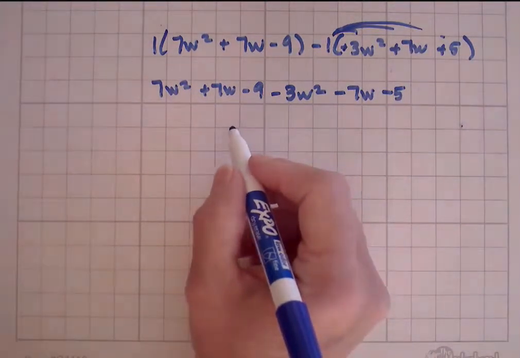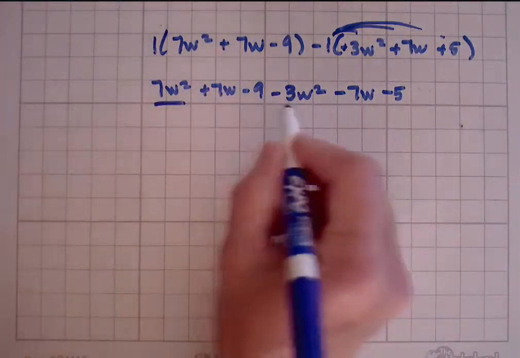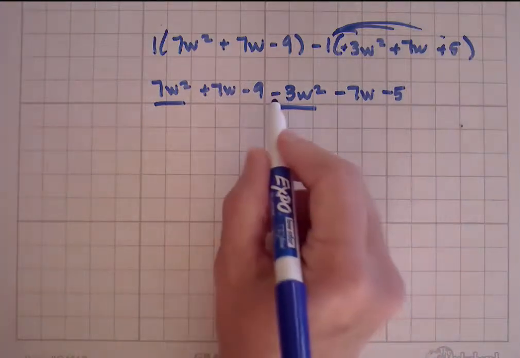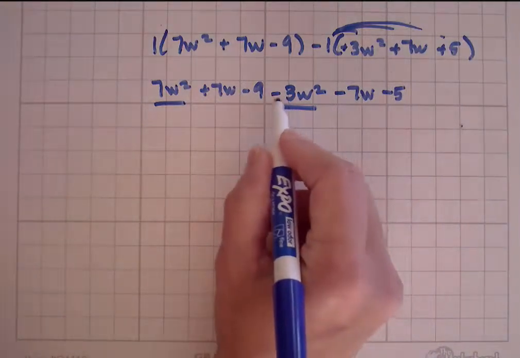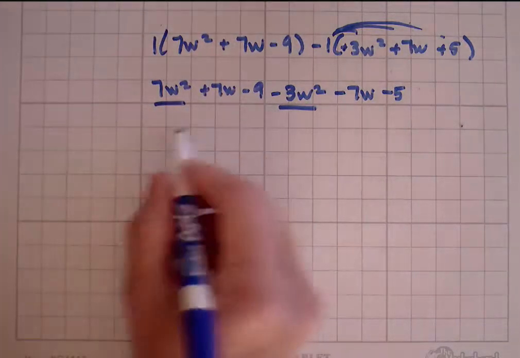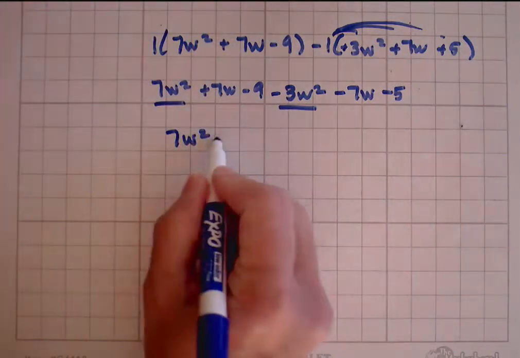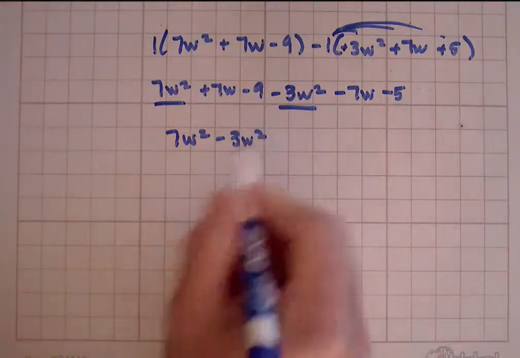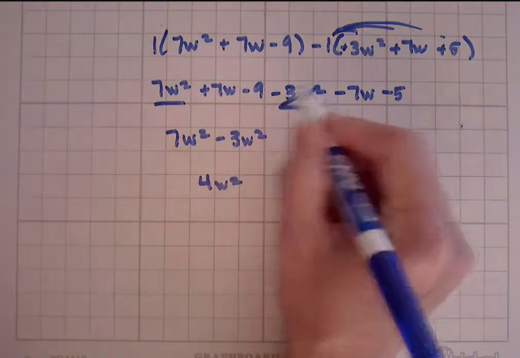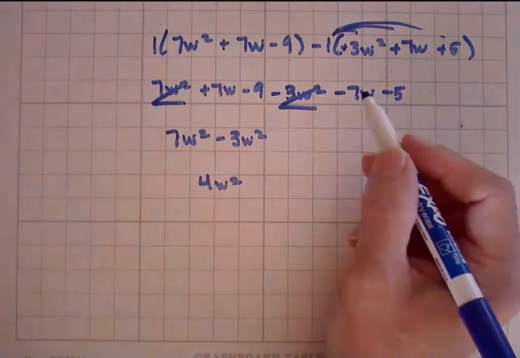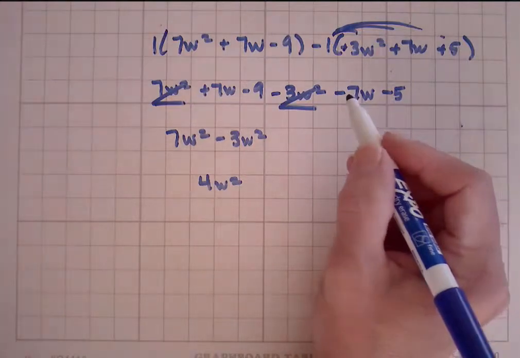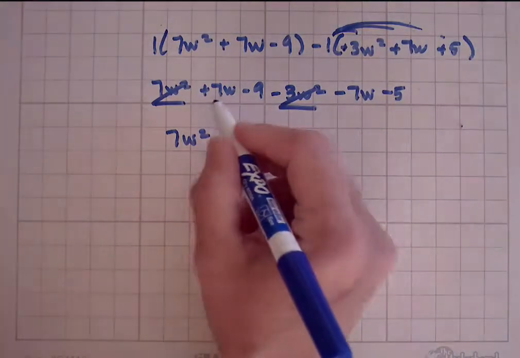Now let's look at the variables. Here's my w squareds, and I have 2 of them. So let's put them together, keeping that negative sign with the 3. The sign stays with the number. So 7w squared minus 3w squared becomes 4w squared. And now we're done with our w squareds. I like to actually cross them off when I'm done because I have a tendency to skip things and forget them and think I have them and I don't. But by crossing them off, I know I'm done.